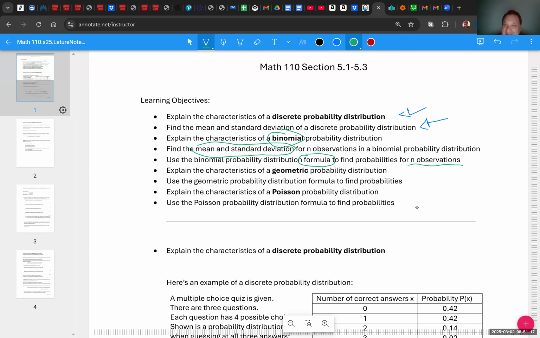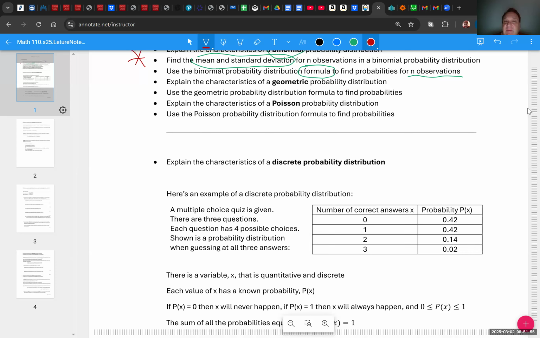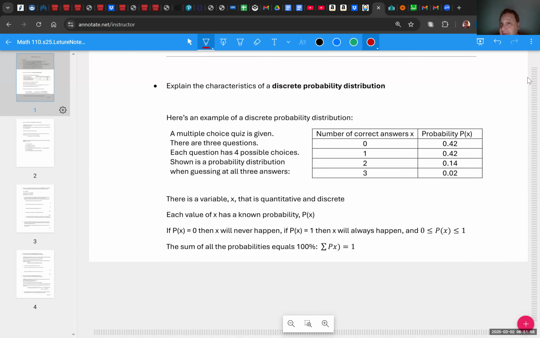One of them is way more important than the other ones, and that's the binomial probability distribution, right? It overshadows the other three by quite a bit. So I think you need to learn all four of them, but if you're going to focus on one of them, let that focus be on the binomial probability distribution, because it is the one that is used most often, and you'll have the most kinds of problems associated with it. Okay, so let's get to explaining what all this stuff is and how to use the formulas. The first objective here is to explain the characteristics of a discrete probability distribution.